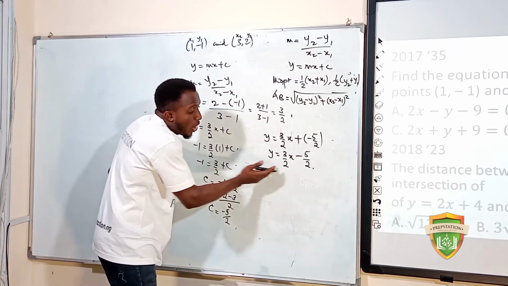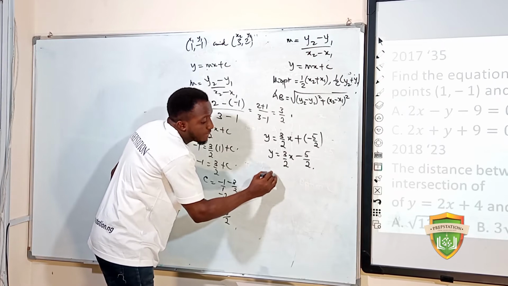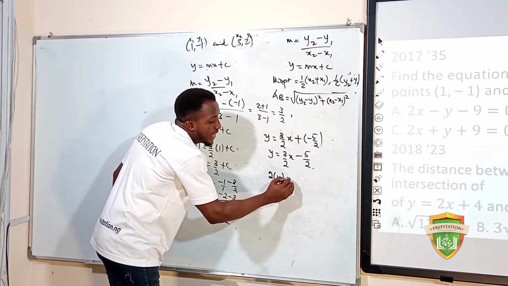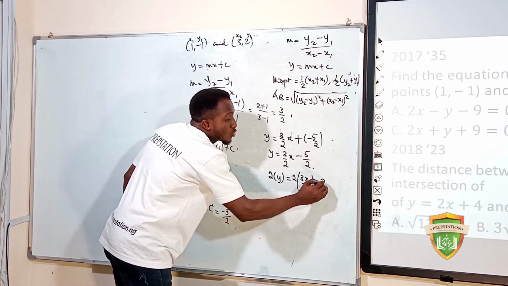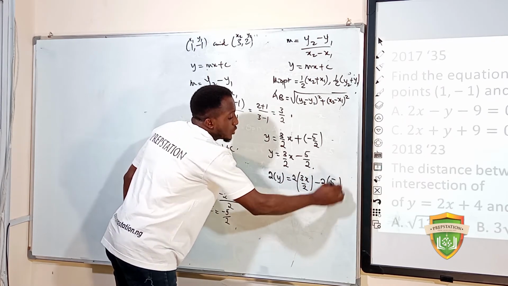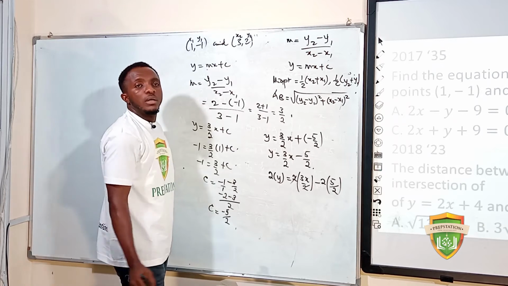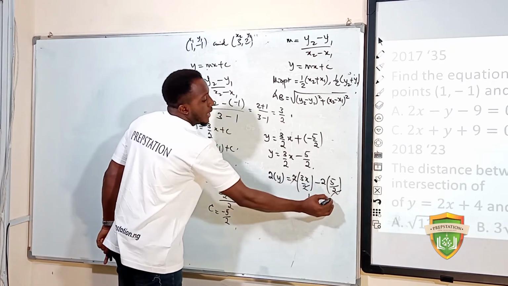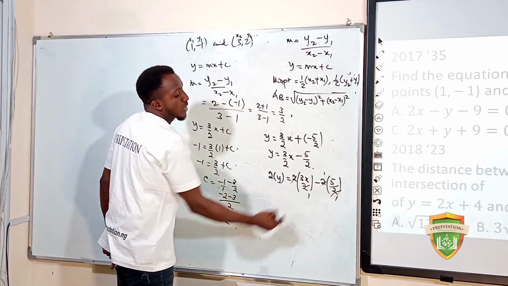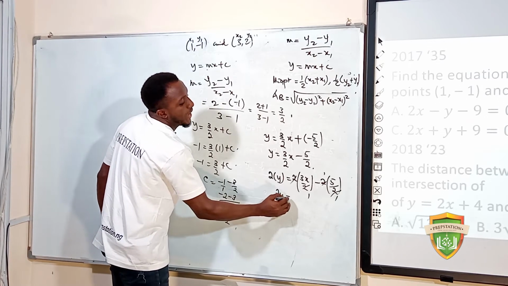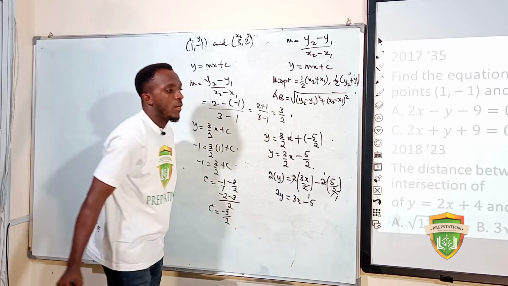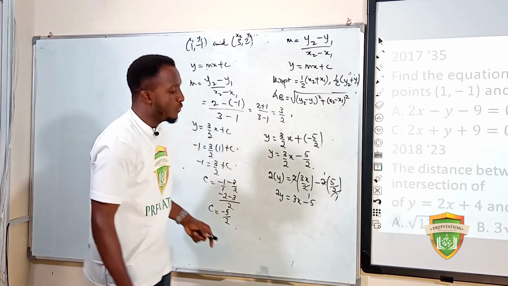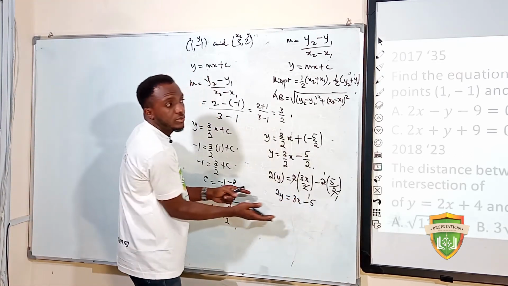So if we multiply all through by 2, we're going to have 2 times y equals to 2 times 3x over 2 minus 2 times 5 over 2. So 2 can go in 2 once. The same thing here. This 2 will cancel. So this is 2y equals to 3x minus 5. Okay? Now go to the options. You find out that they moved everything to the other side.